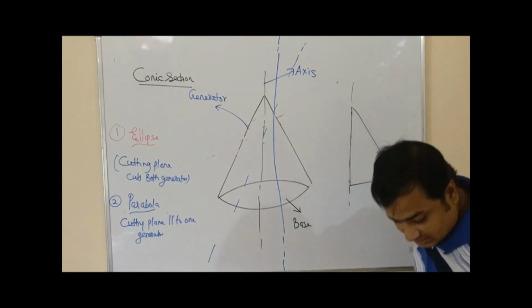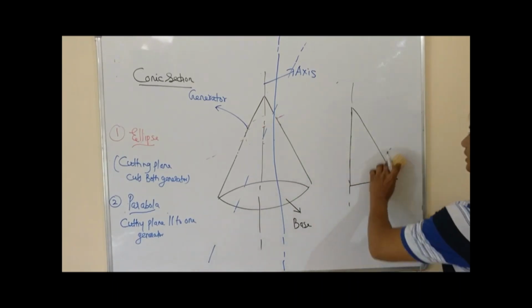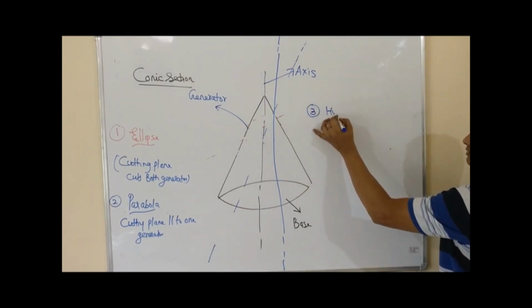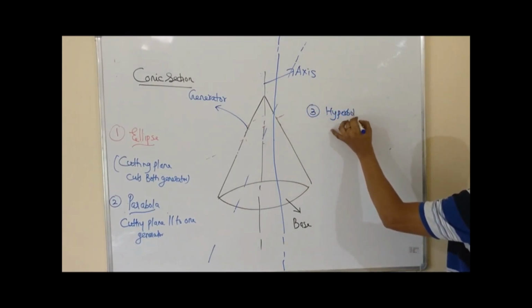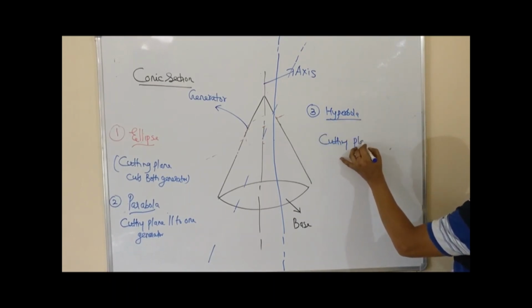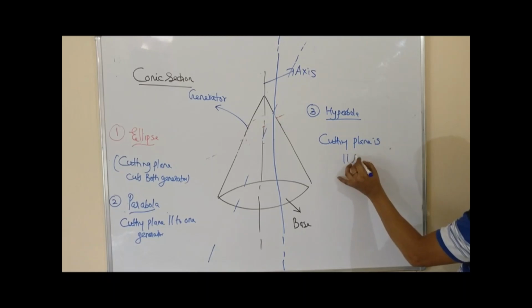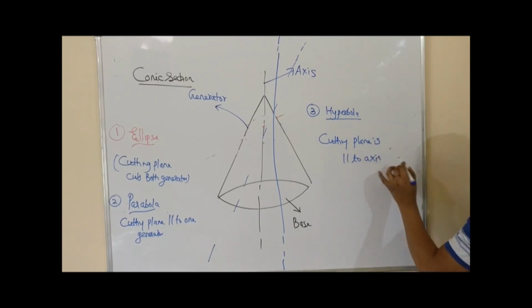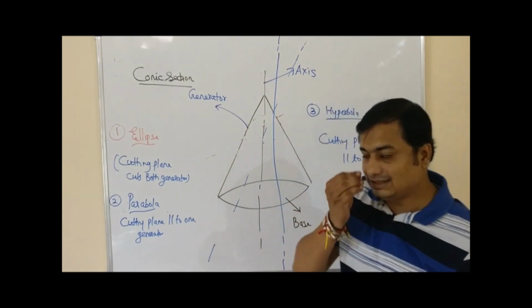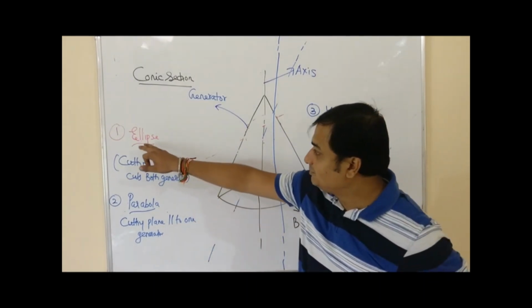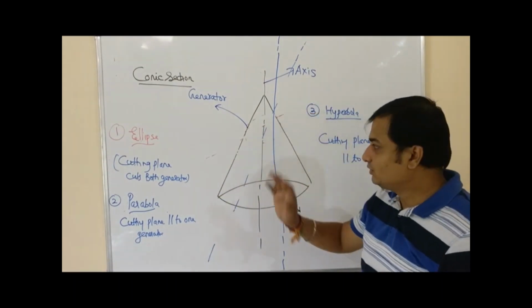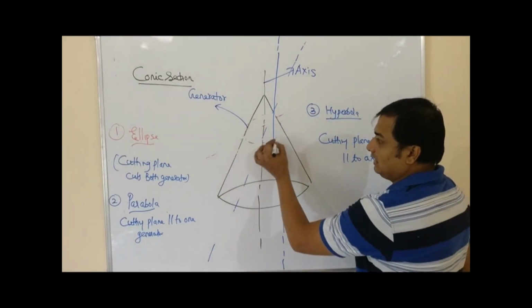The third is hyperbola. This is the case when the cutting plane is parallel to the axis. So these are the three cases for the three curves. The first case, again I am repeating: the ellipse is generated when the cutting plane cuts both the generators like this. In that case, the shape obtained will be an ellipse.